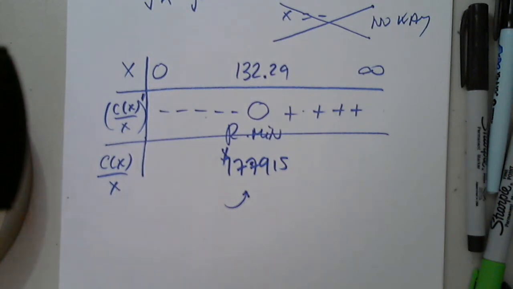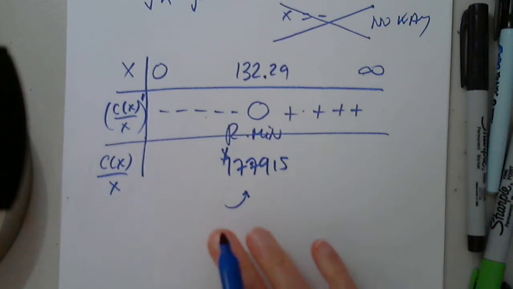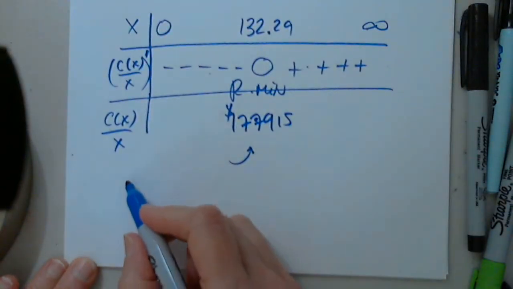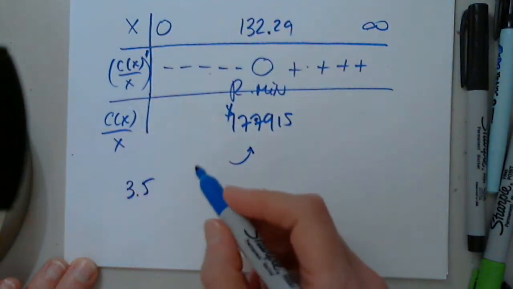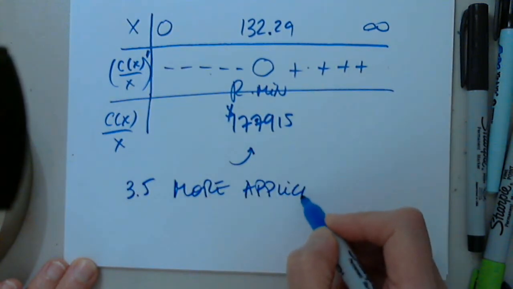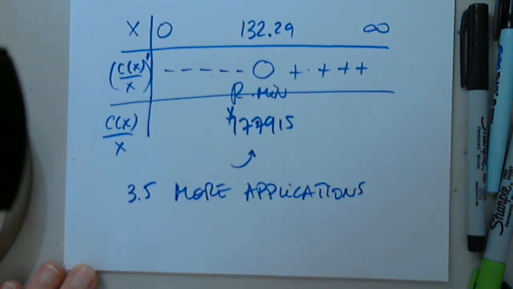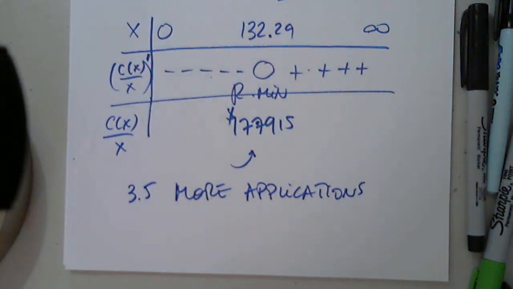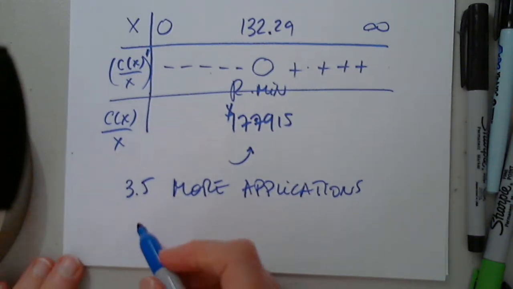Okay, the next section is exactly the same thing as this one, 3.4, more applications again. So this is 3.5, more applications. More word problems, more maximizing, minimizing. And let's look on page 329.